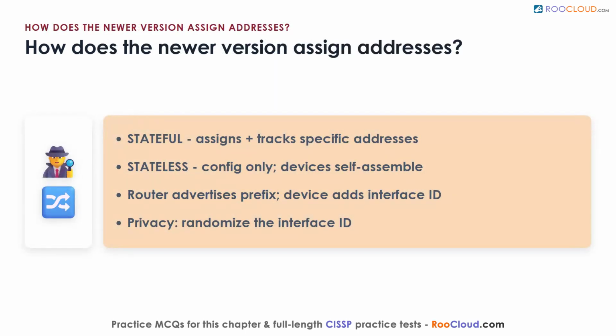How does the newer version hand out addresses? In two ways. Its updated configuration service can run in a stateful mode, assigning specific addresses and tracking them, much like the classic service did. Or it can run stateless, providing configuration details without assigning addresses, leaving devices to build their own. In that self-assembly, routers periodically advertise the network prefix, and each device combines that prefix with an interface identifier often derived from its hardware address. For privacy, some devices randomize that identifier instead. The result is a unique address the device assigns to itself. It is like a building announcing its street, and each resident forming their own apartment number from it.